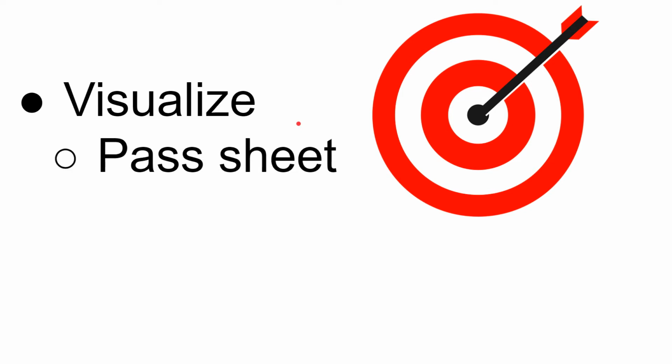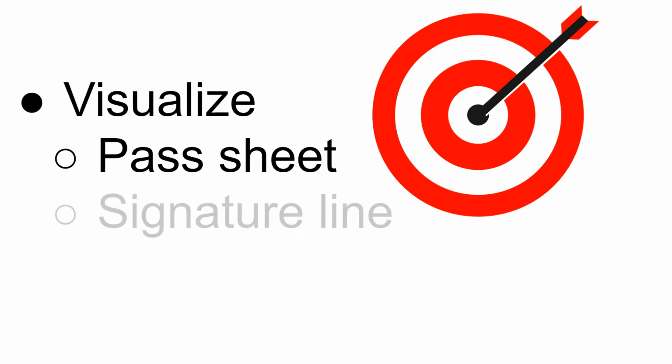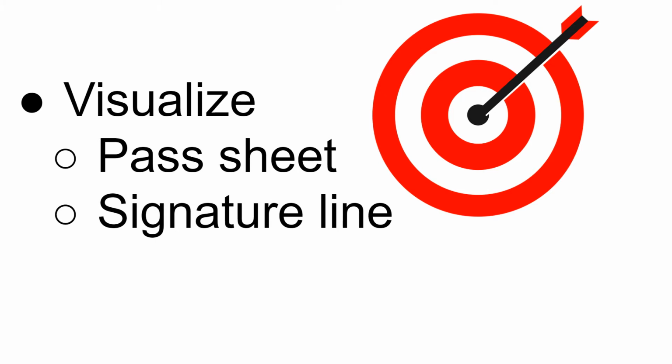And the two things that you want to visualize is the pass sheet, and that is basically the printout that you get when you pass the exam. This is the printout sheet that you get from the front desk at the Pearson VUE testing centers. And also to visualize your signature line at work. And so I'll go over these two things a little bit more in detail.